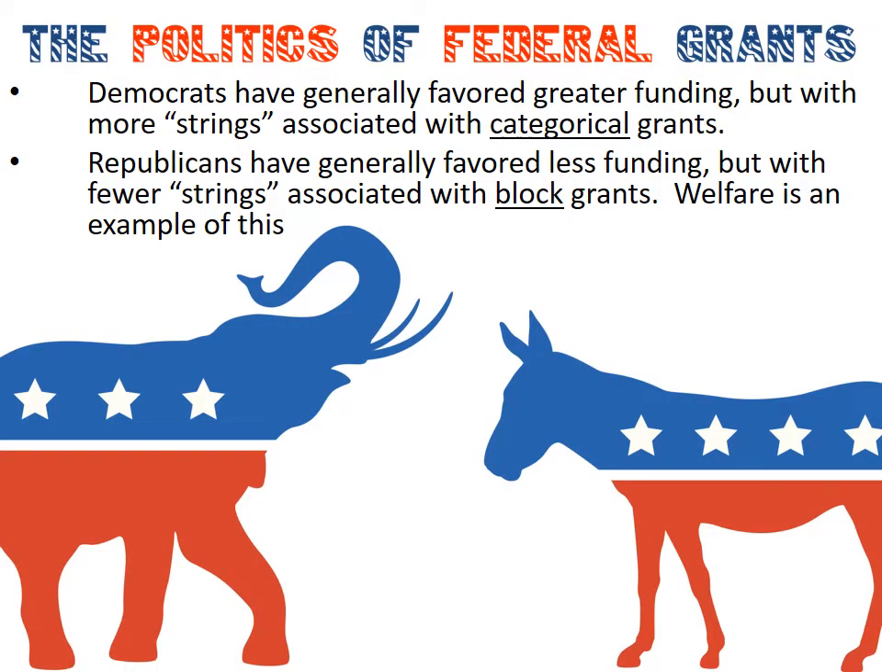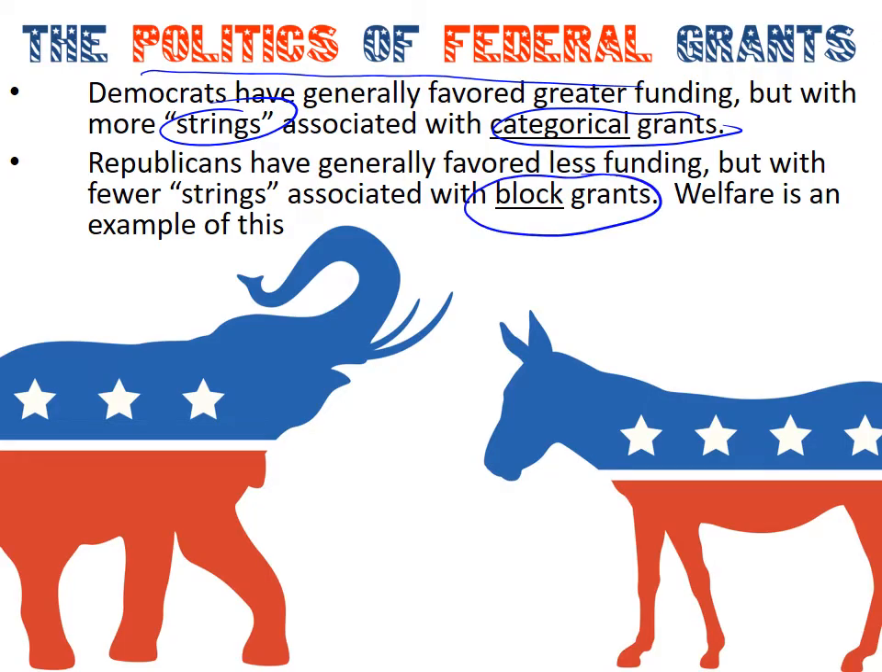All right, if you look at the politics of these grants, Democrats generally like to have more strings attached to the money. Say if you have a Democrat president, they would probably prefer categorical grants. If you have a Republican president, they would probably prefer block grants because it gives them so much more flexibility.